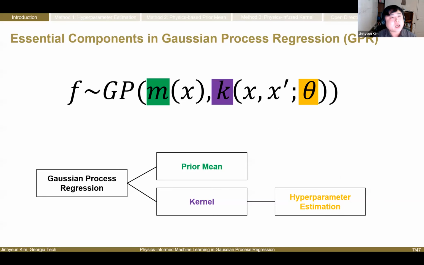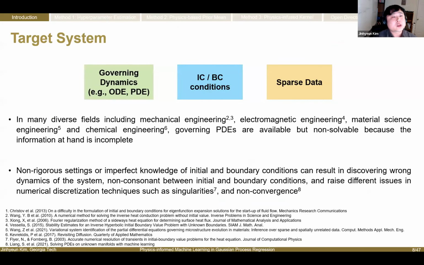In this presentation, I will focus on three essential components of GPR: the prior mean function and the kernel function, which fully characterize the Gaussian process regression, and the hyperparameter estimation process in the kernel function. The target system here is one where governing dynamics are available with sparse observation data. However, the information at hand is incomplete.